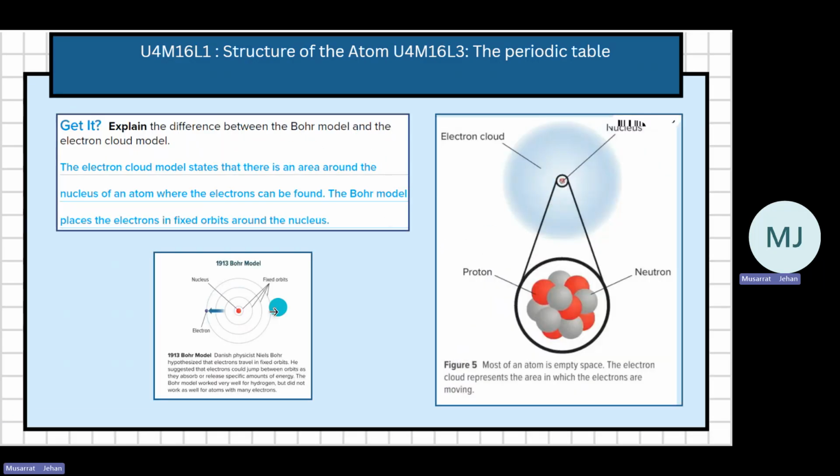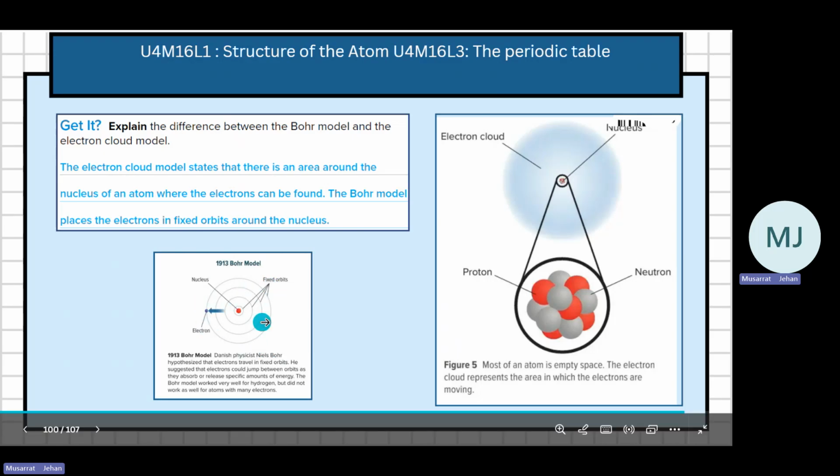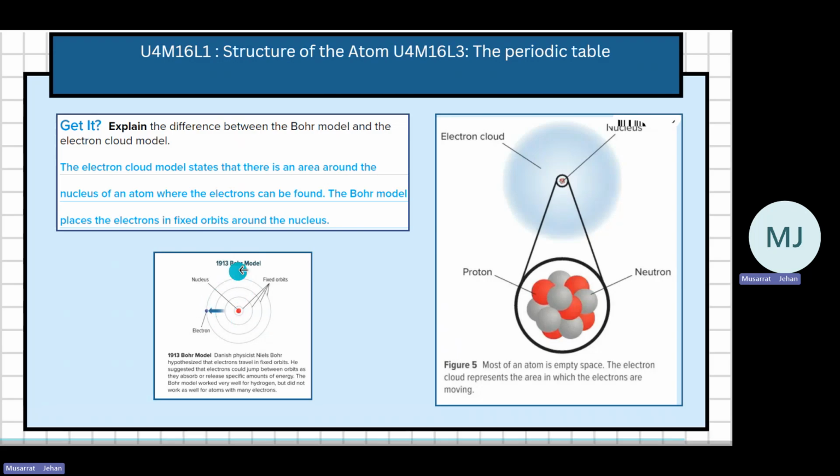Now, the difference between the Bohr model and the electron cloud model. This is the Bohr model in 1930. Niels Bohr gave this model, and he says that the electrons are moving around the nucleus in fixed energy levels, and these are orbits, fixed orbits, and if the electron has to move from one orbit to another, it will either absorb energy or it will release energy.